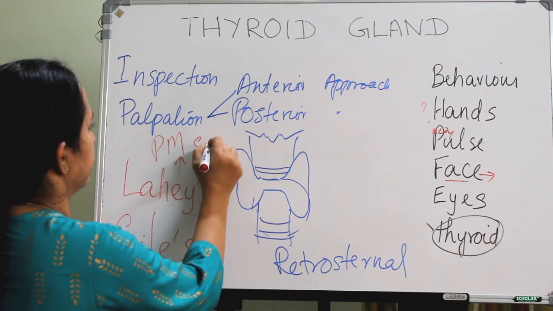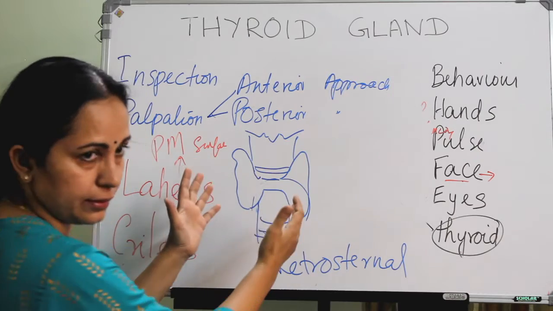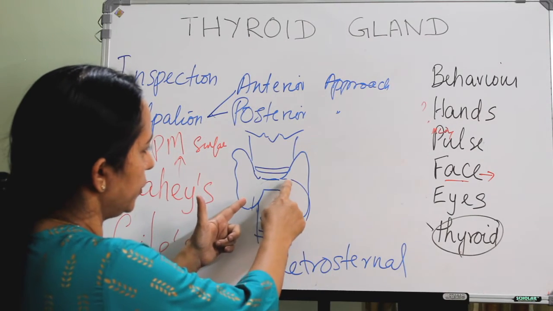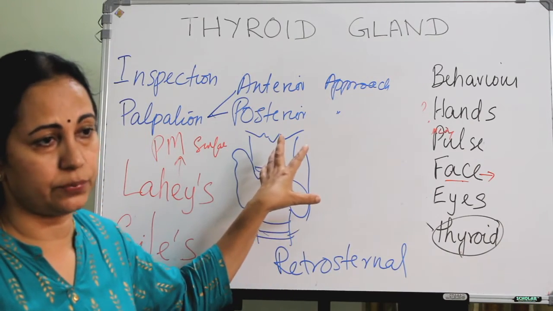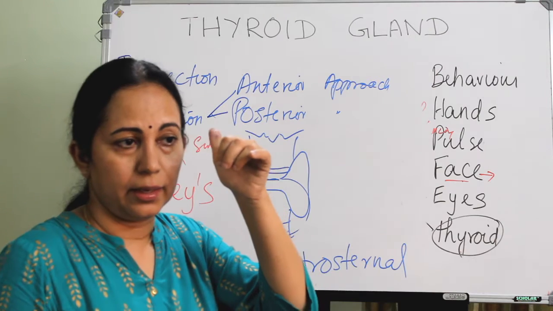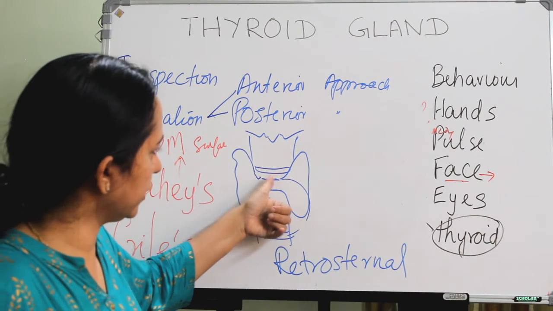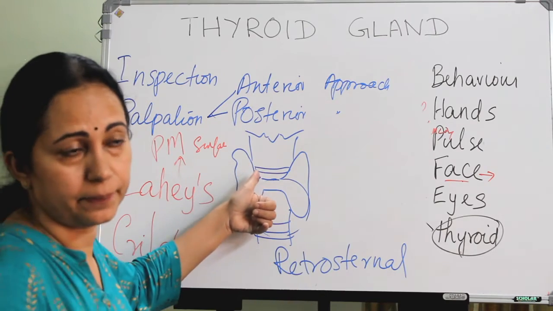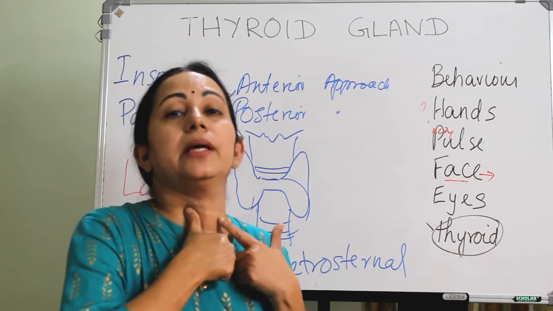Posteromedial surface. There is a swelling. The patient is sitting. I am standing in front of the patient, and I am going to examine the left lobe, the posteromedial surface of the patient. So, keeping my left thumb, I am pushing the thyroid towards the left side. Okay, I am pushing it towards the left side. So, here it will come like this.